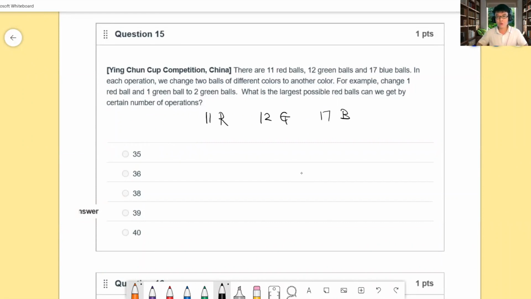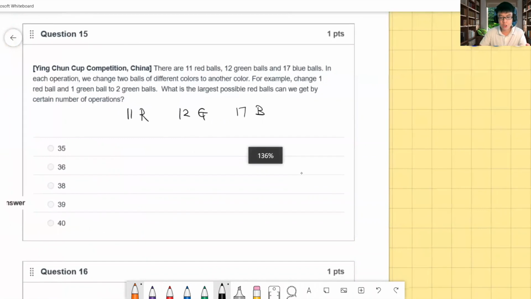So here we want to maximize the number of red balls at the end. So that means we need to maximize the number of green and blue balls that change to red. So each time we need to have a pair of green and blue balls. So in order to maximize this number, we need to minimize the difference of G and B.